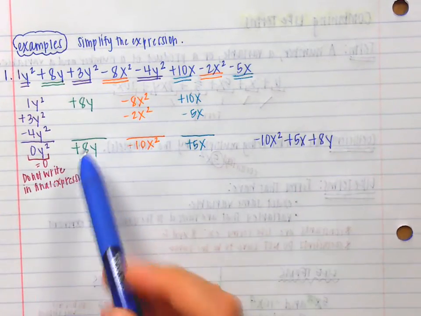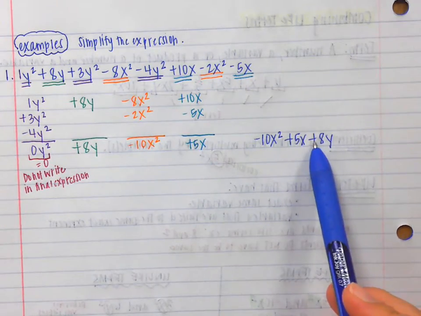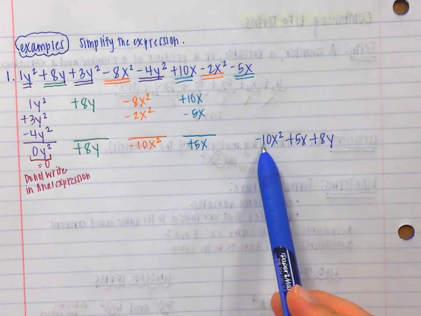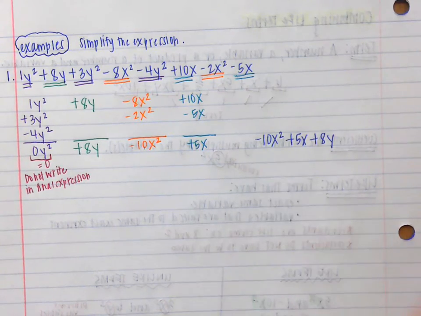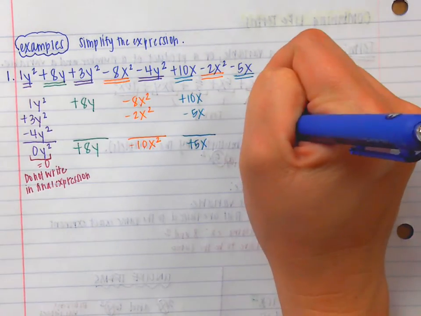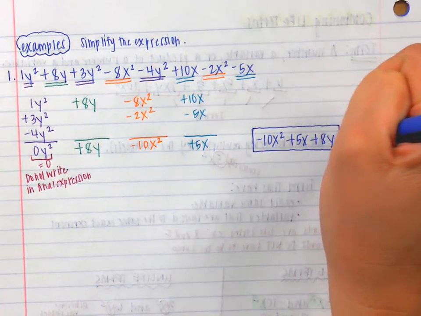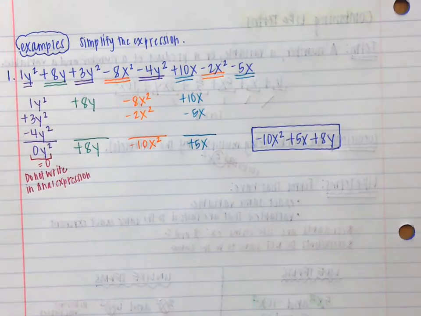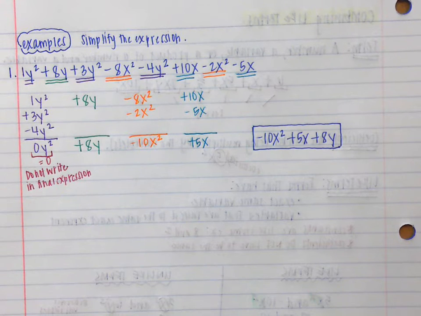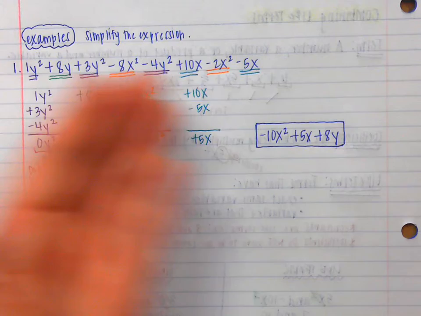Now notice I kept the signs. If it's positive, it's plus. If it's negative, it would be a minus. So that is my final answer. And when you guys are putting these into formative in your classwork, it helps to make sure you also write it in standard form too, so then it will also be correct. So that's one way of organizing it, using those colors.